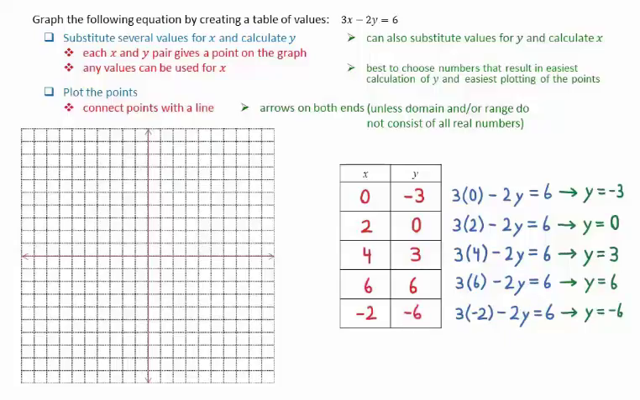First, (0, -3), (2, 0), (4, 3), (6, 6), and (-2, -6). We connect these points with a straight line with an arrow on both ends of the line. Note that the graph of a linear equation will always be a straight line.